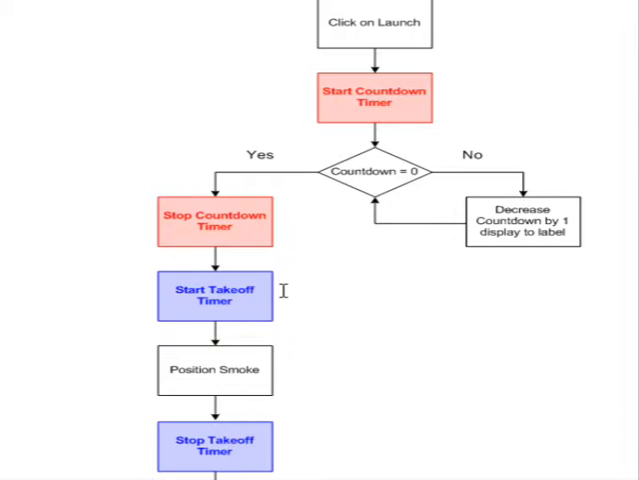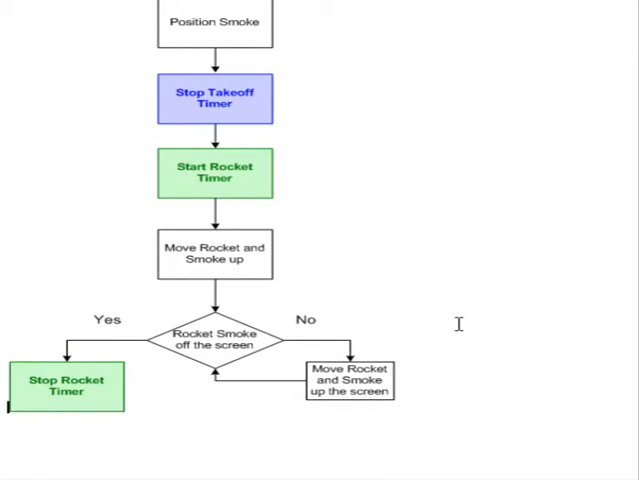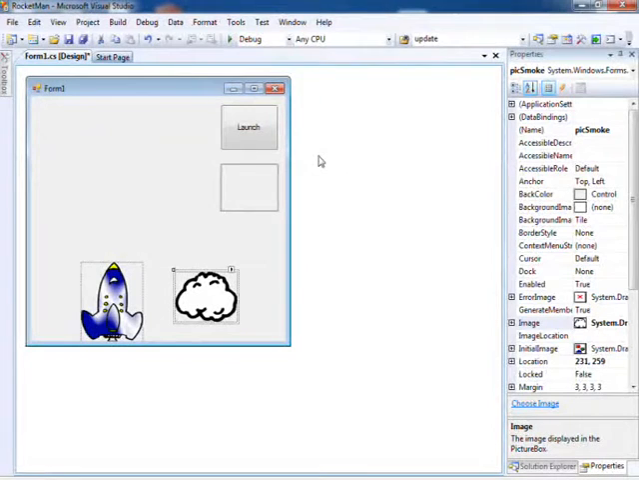The purpose of this timer is simply to place the smoke under the rocket image. Once this has been done, the timer is disabled and the rocket timer is enabled, where the rocket and the smoke are moved up the form in increments until both are off the top of the form, at which point the game is over. With that in mind, let's place the 3 timers on the form required to run the program.